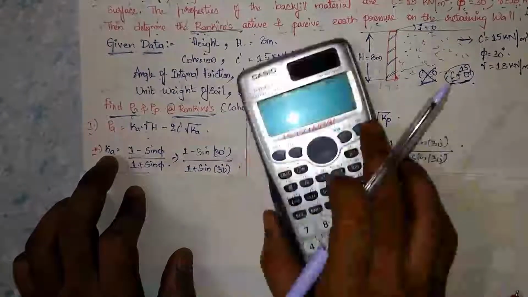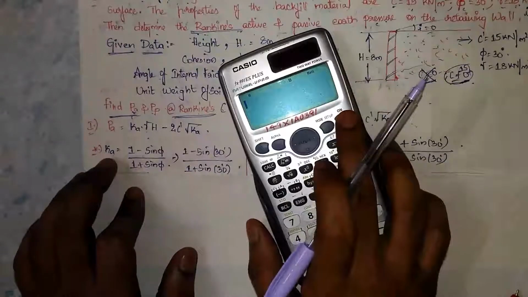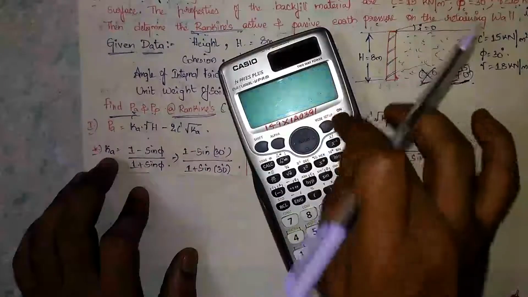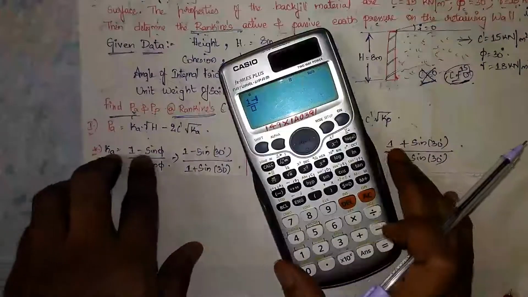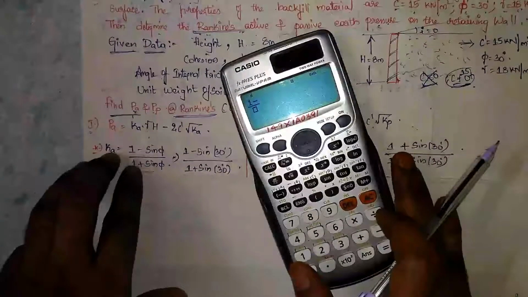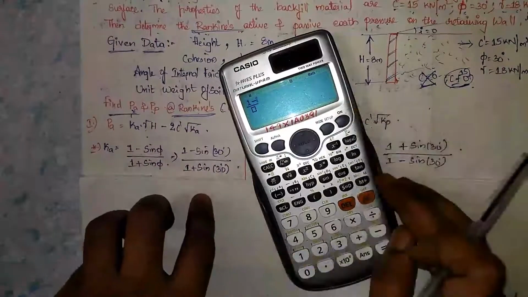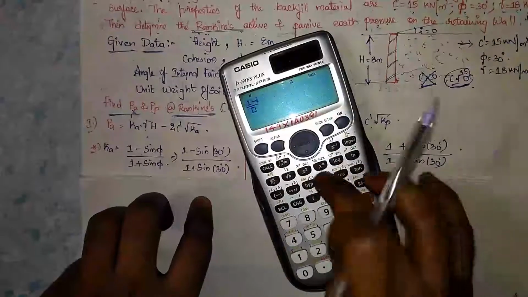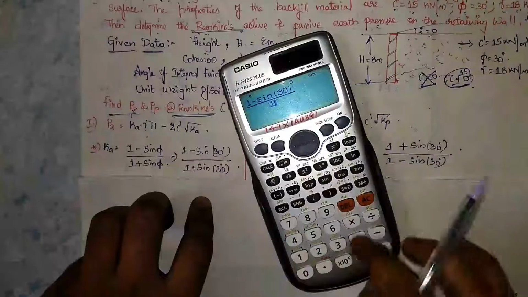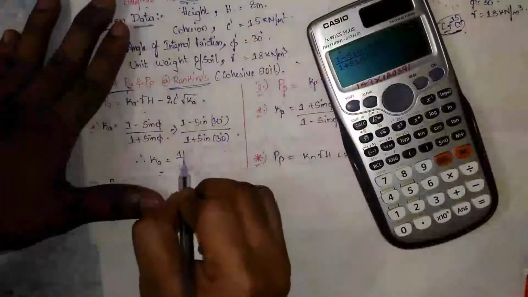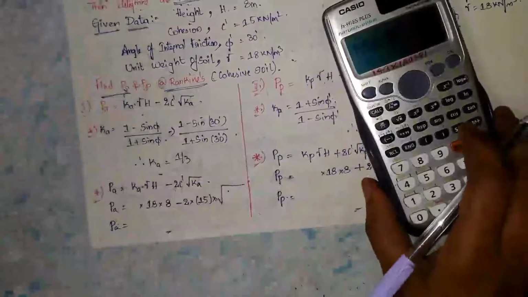By taking this calculator, 1 minus sin 30. Generally, 1 minus sin 30 by 1 plus sin 30 is 1 by 3. For your clarification I am doing it by calculator, okay. 1 minus sin 30 by 1 plus sin 30. How much do we get? 1 by 3, okay. Here Ka is 1 by 3.